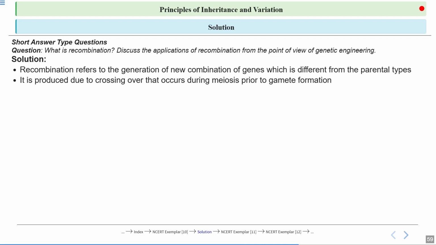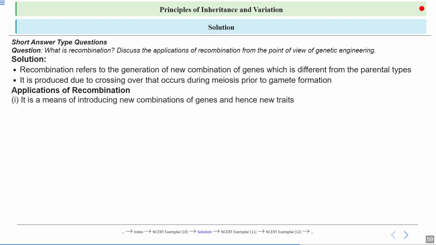Clear? The crossing over occurs during the pachytene stage of meiosis, and meiosis, you can say, takes place during gamete formation. What are the applications of recombination? So through recombination, new combinations are introduced, meaning variations are introduced. These variations can give rise to new traits, and this variation can accumulate over several generations and lead to evolution of a new species as well.